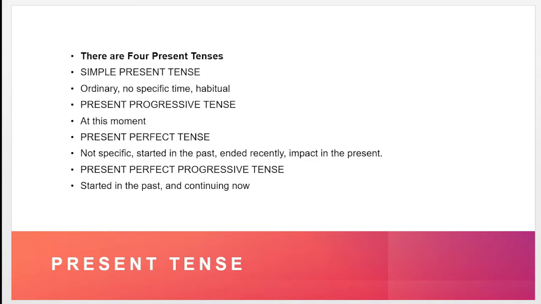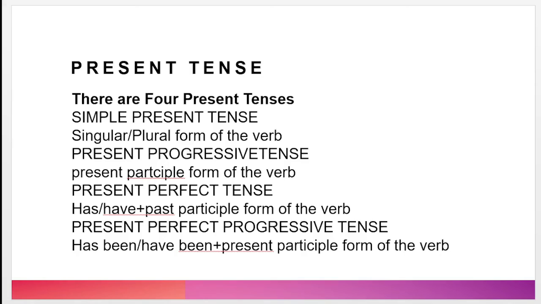Now how do you use them in sentences? How does the verb look when you apply them in sentences? So when you are using simple present tense, you use the singular or plural form of the verb, and in progressive tense you use the present participle form of the verb. In the present perfect tense you use has or have plus past participle form of the verb. And for present perfect progressive tense, you use has been or have been plus present participle form of the verb. So these are the ways in which the verb changes. This is how we use them in actual sentences.